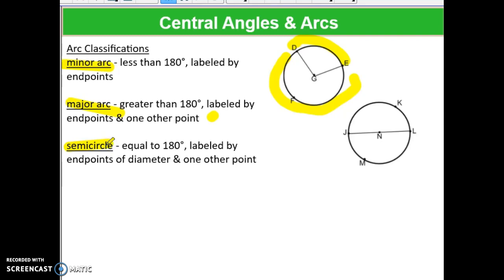Semicircles are interesting, and I also gave out points for this. Semicircles are always equal to what? 180.